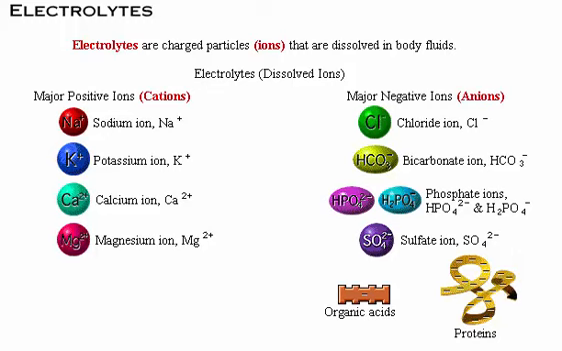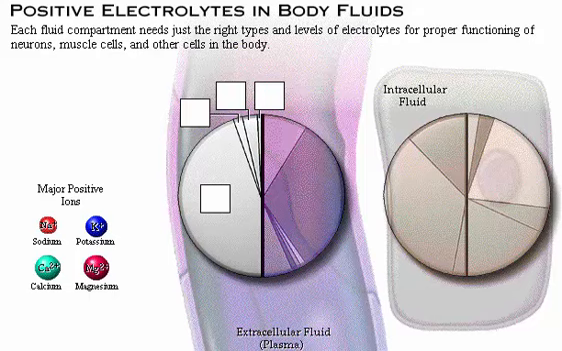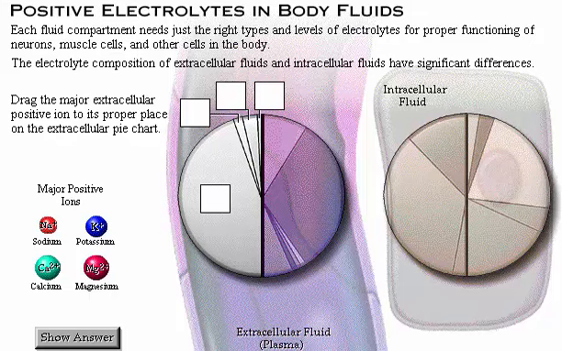Each fluid compartment needs just the right types and levels of electrolytes for proper functioning of neurons, muscle cells, and other cells in the body. The electrolyte composition of extracellular fluids and intracellular fluids have significant differences. Filling in the pie graph will help illustrate these differences. Drag the major extracellular positive ion to its proper place on the extracellular pie chart.